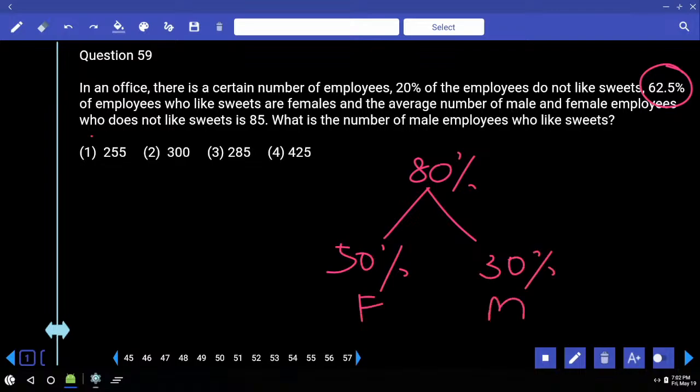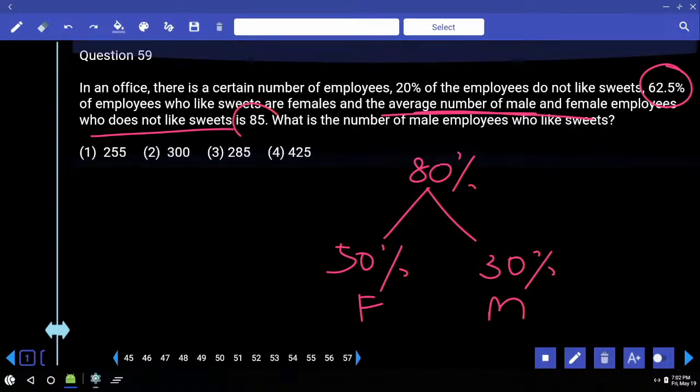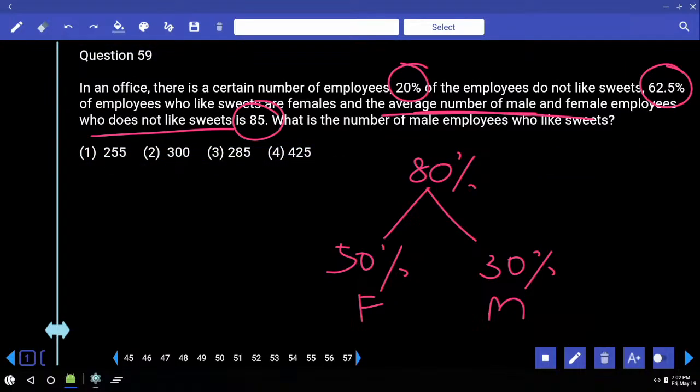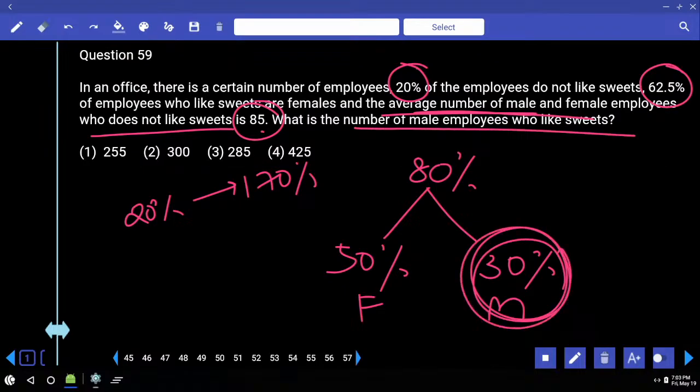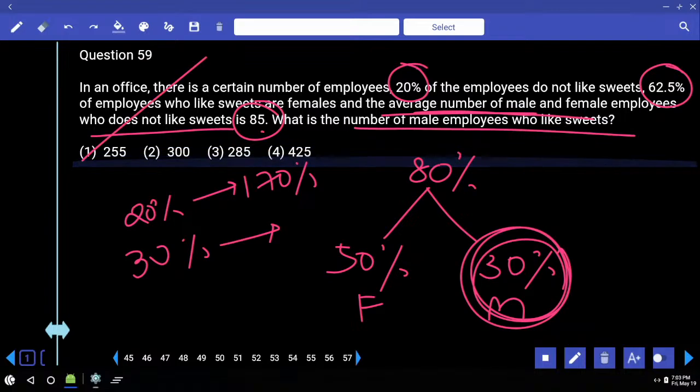So here the average number of male and female who don't like sweets is 85. Actually average is 85 means sum is 170, isn't it? 20% is 170. He is asking for the number of male employees who like sweets. 30% is how much? 255. 20% is 170, 30% is 255.